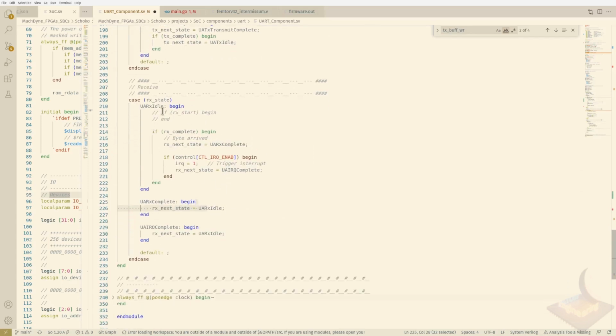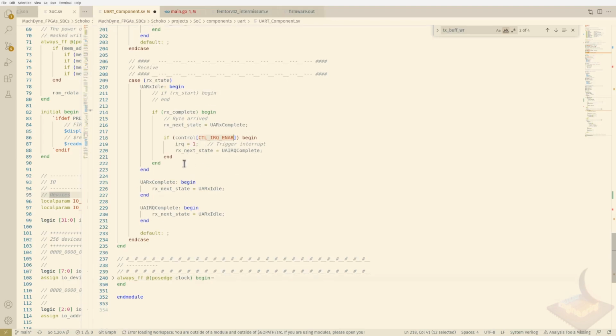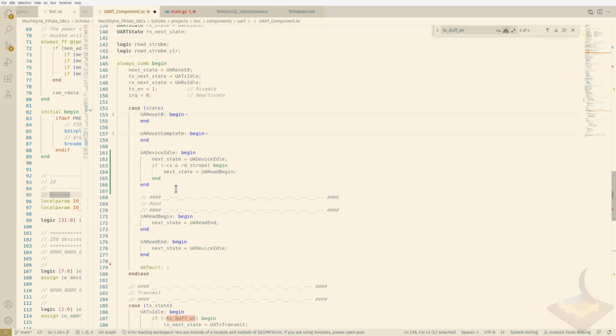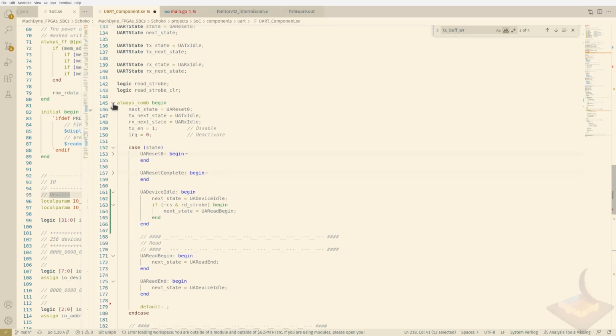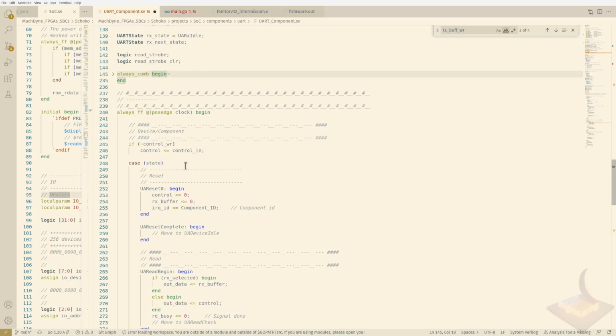If we are in idle and a byte suddenly comes in, we'll set a flag. In this case, I'm not using interrupts, but I did it for completeness for now. We'll trigger an interrupt, and then we'll move through it. So this section is, for the most part, just state control. Now we'll look at the synchronous section, where a lot of it actually happens.